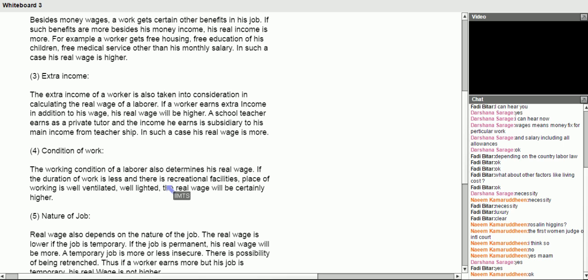So if you are working in an industry where the working conditions are very good, where there is cleanliness, the vitality of health is maintained, we can say that labor is having a good real wage and he should not leave the job. The place of working is well ventilated, well lighted, so real wages are certainly high.